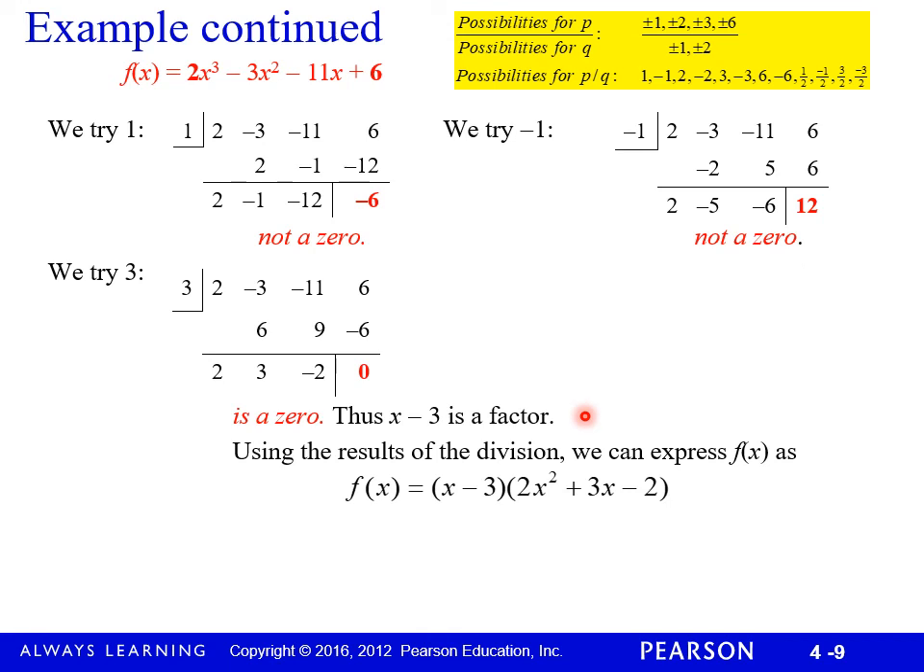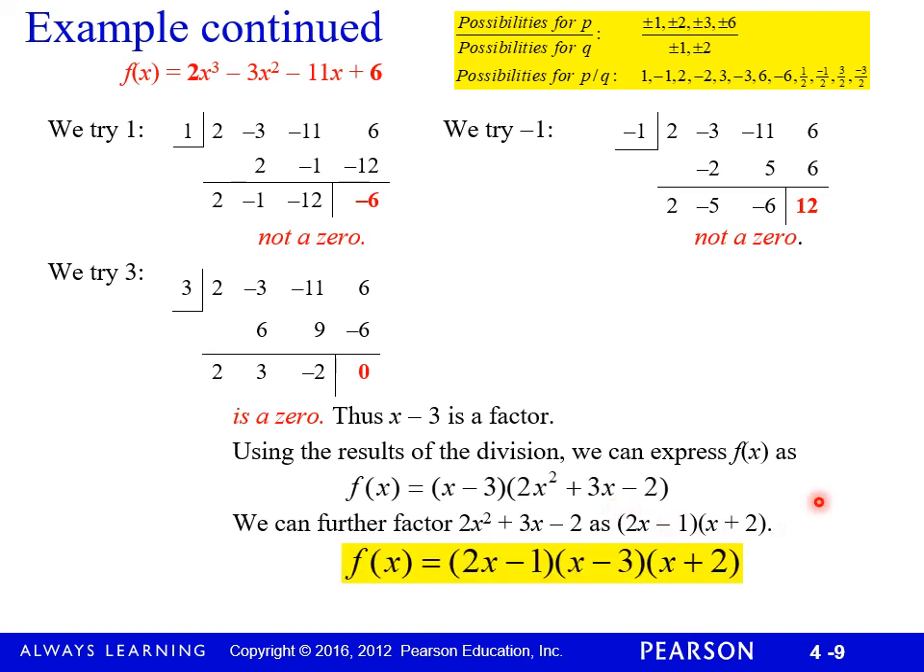Well, we can factor this 2x squared plus 3x minus 2 using the AC method as 2x minus 1 and x plus 2, which then gives us our factored form: our first factor x minus 3, and then two subsequent factors of the quadratic, 2x minus 1 and x plus 2. So we've answered the first question, which is to factor it, and then we want all the zeros. Well, we can see that there's a 0 at 3, a 0 at -2, and a 0 at 1/2 by setting each factor equal to 0.